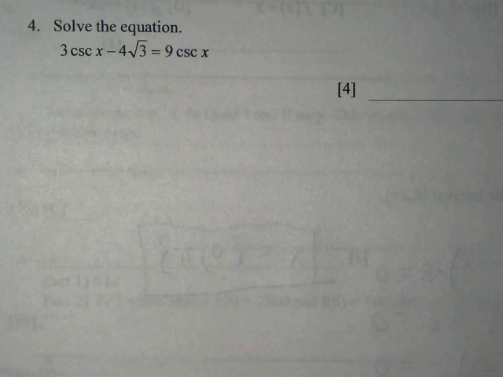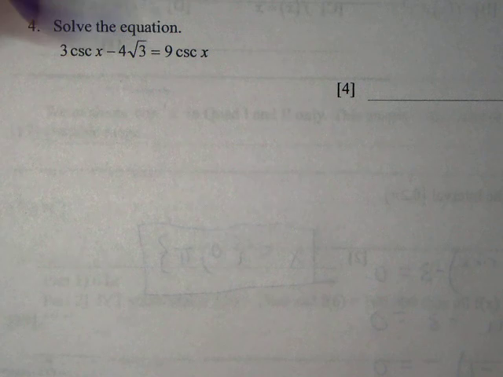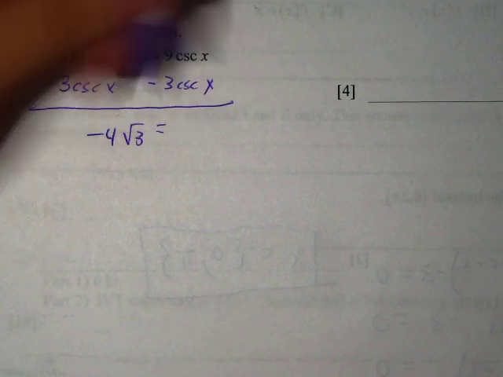First, we want to solve this equation. We have 3 cosecant x minus 4 square root of 3 equals 9 cosecant x. First, we want to isolate that cosecant of x. Since we have it on both sides, let's subtract 3 cosecant x from both sides. Those would cancel. We would have negative 4 square root of 3 equals 6 cosecant x.